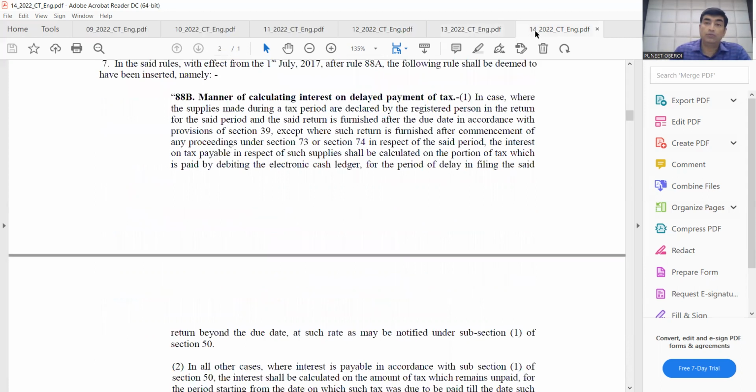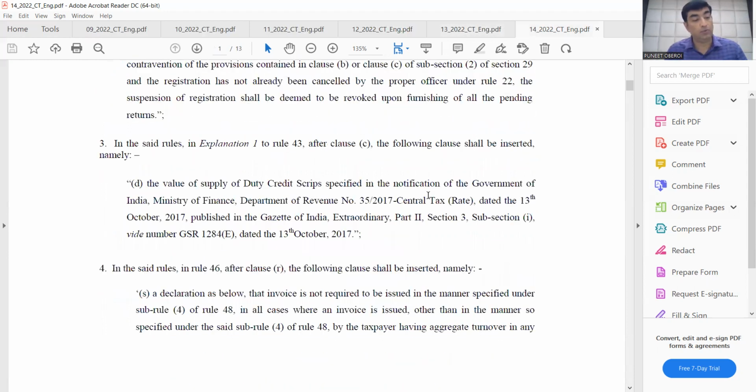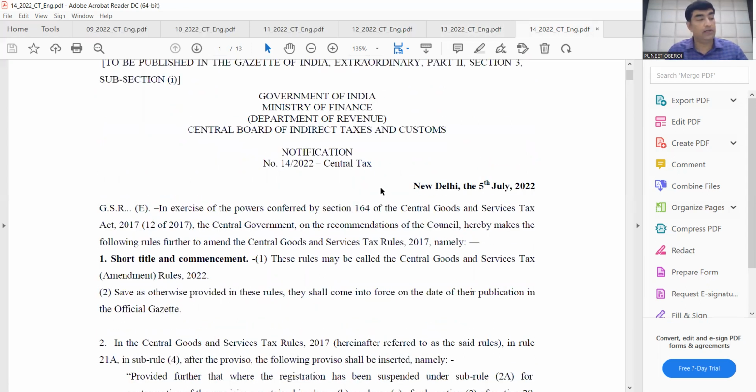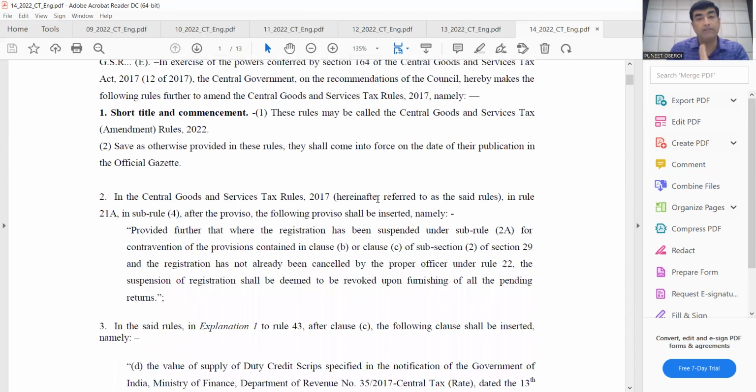Now let us come to the most important part of the changes which have been brought now into the rules. This notification number 14/2022 has been issued, and there are certain changes which have been brought. So let us understand quickly what are the changes and what are the brief implications at a bird's eye view, which is visible now looking at these rules.